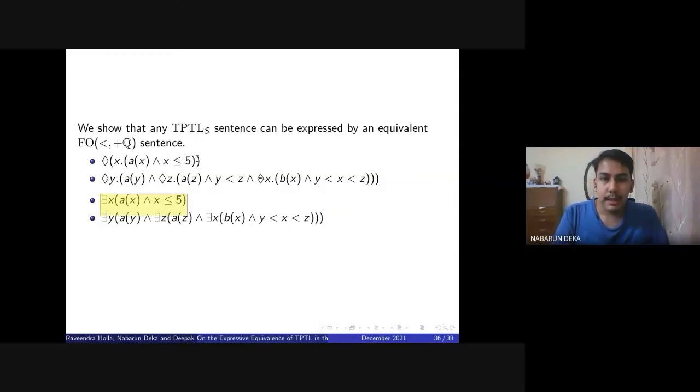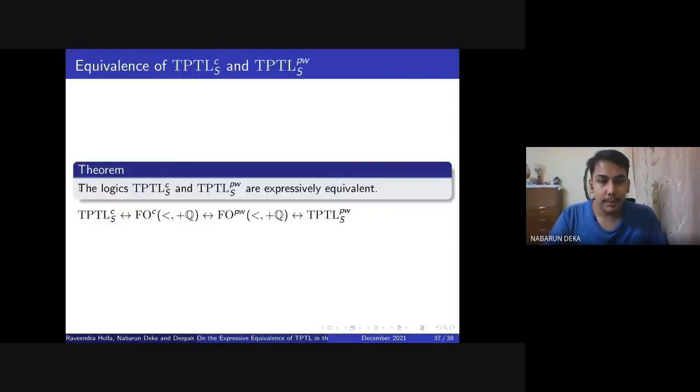Now, using this equivalence, we can prove the final theorem, which is that the logic TPTL with since in the continuous and pointwise semantics are expressively equivalent. To show this, we first start with a TPTL sentence and move to its FO counterpart. Now we know within FO the continuous and pointwise semantics are equivalent, so we do the translation there, and then we go back to a TPTL sentence. Hence, the logic TPTL with since is also equally expressive in its continuous and pointwise semantics.